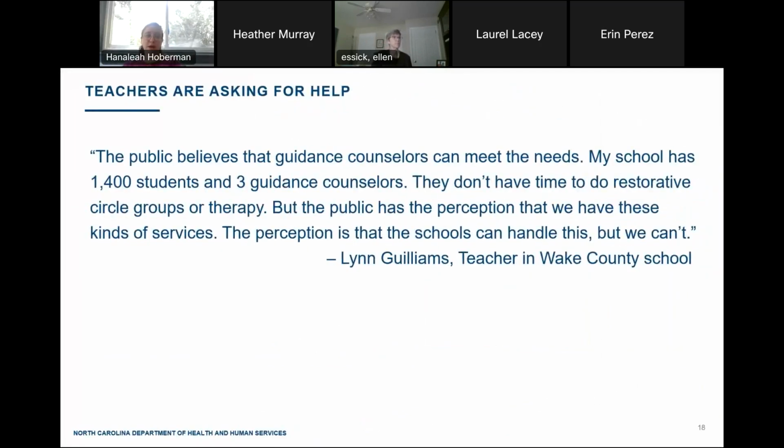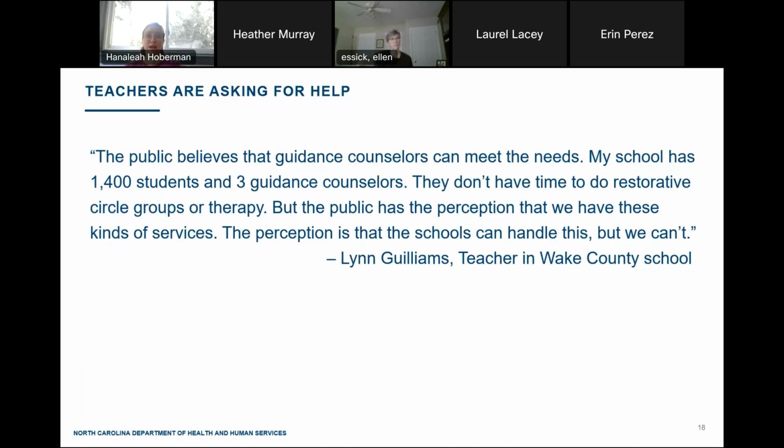So in this process, I also wanted to reflect the key voice that we heard from teachers and school staff. I think this quote from Lynn Gilliams, who is a teacher in Wake County schools, really sums up what we heard from a lot of the teachers and school staff that we spoke with on this issue. She said that the public believes that guidance counselors can meet the needs. My school has 1,400 students and 3 guidance counselors. They don't have time to do restorative circle groups or therapy, but the public has the perception that we have these kinds of services. The perception is that schools can handle this, but we can't.